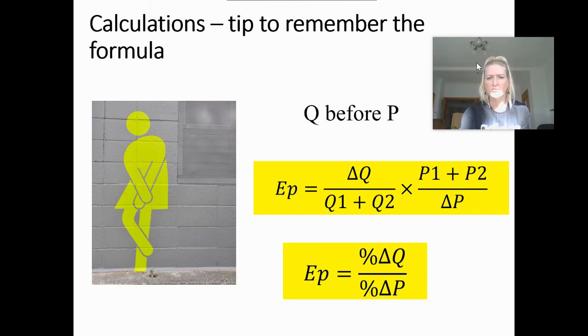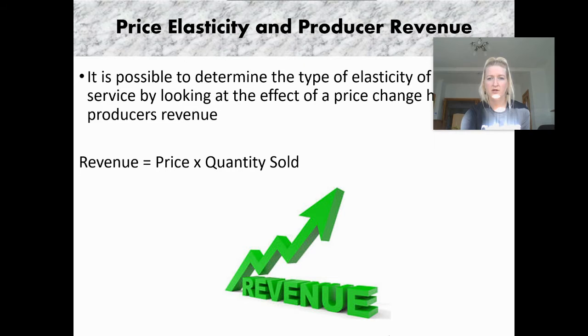Just a wee tip to remember the formulas: you Q before you P, so both formulas have the change in Q first, so hopefully that will help you remember it. Now the other method is the revenue method.